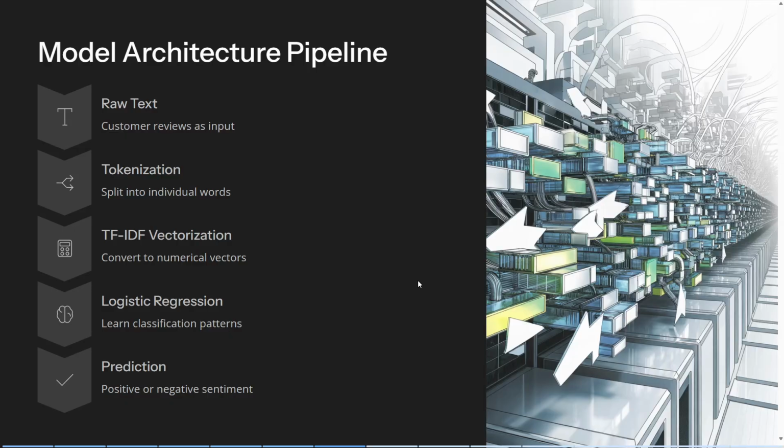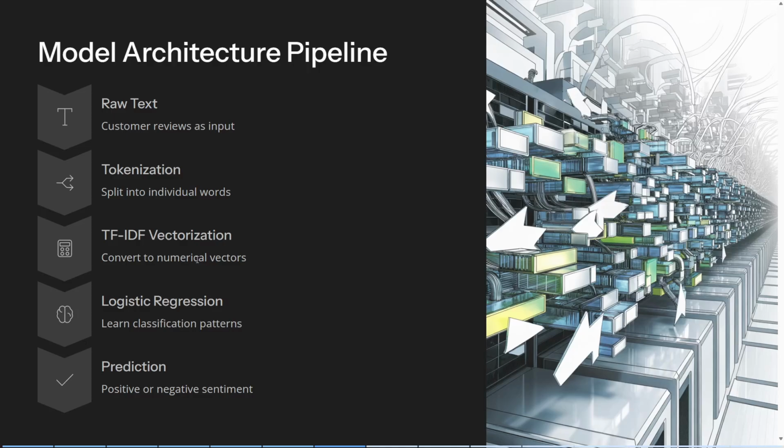First, the text is tokenized into internal words. There we go. So we had raw text that turns into tokenization. Next, the TF-IDF transformed the text into numerical vectors. So we're gonna go right here then.